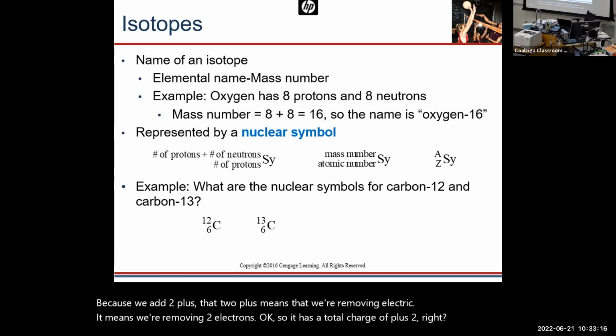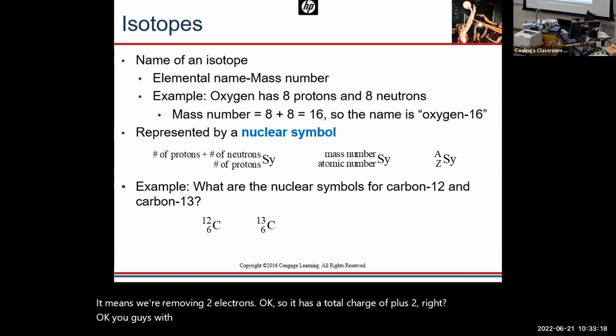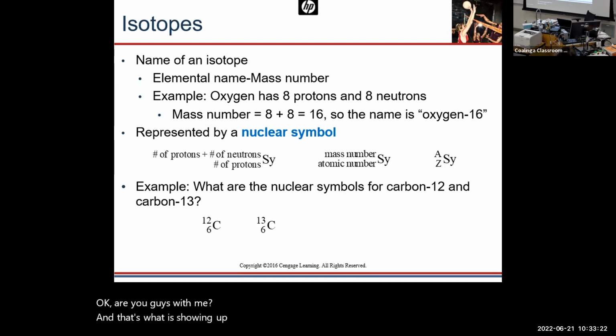Are you guys with me? And that's what is shown up here. So if I have magnesium, I lose my 2 electrons. Electrons being lost. If it was minus, that means we're adding electrons.